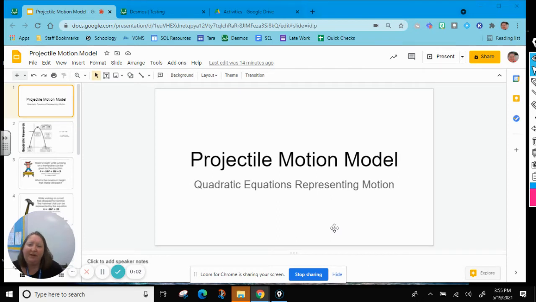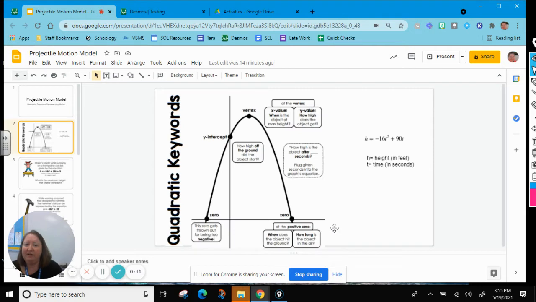This is an activity to practice projectile motion model problems, using the quadratic equation to apply it to real life situations, usually involving gravity. So here are the basics. You have zeros, a y-intercept, and a vertex, and those are going to be the most important pieces of data. Depending on the question, you're going to go to those places to get your answer.